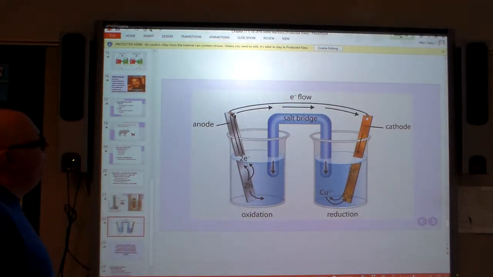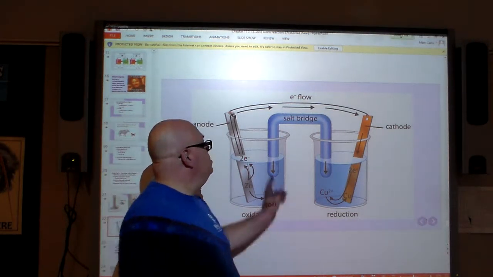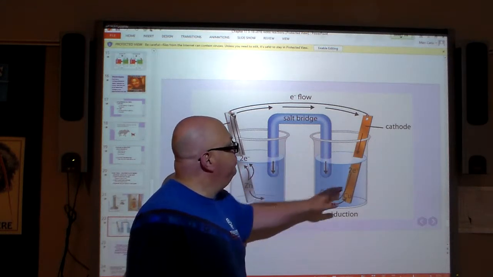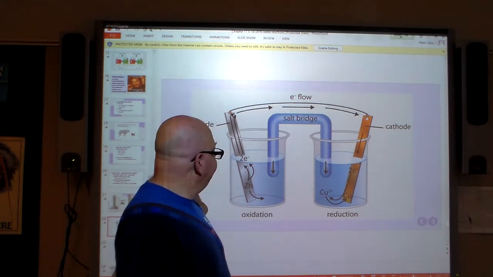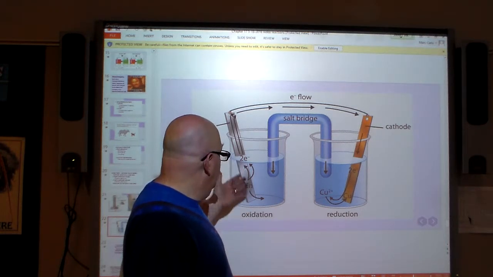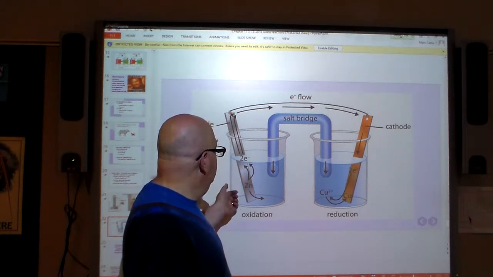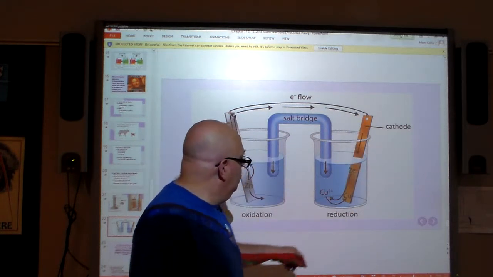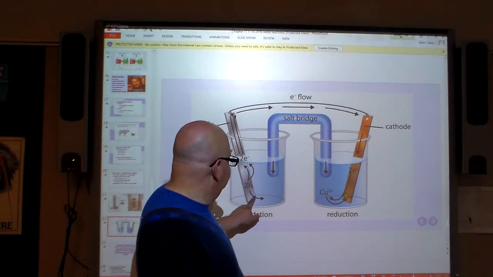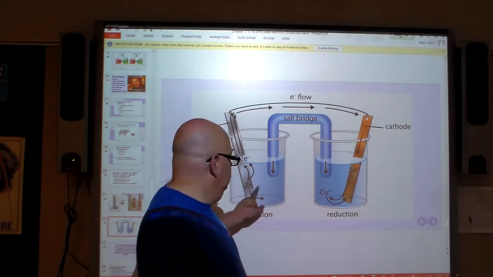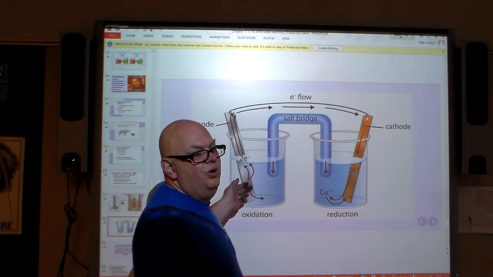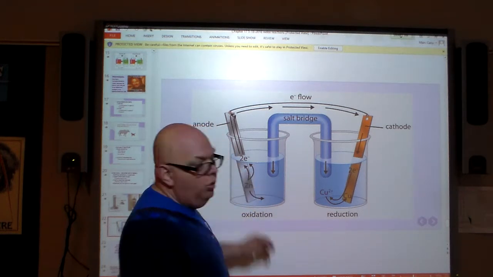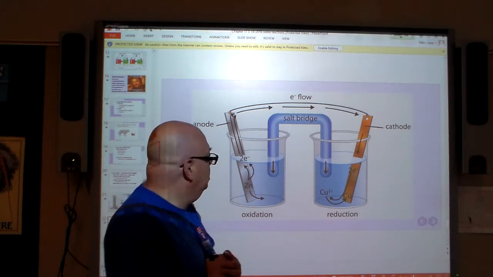Just going very fast here. So we have our salt bridge that allows an exchange of ions to keep things flowing. So we have oxidation here, losing electrons. When the electrons flow into the cathode here, what's going on is that the zinc is going to start leaving. It's leaving because the electrons aren't there to hold the zinc onto the zinc bar. So that bar is going to disintegrate, it will fall apart.